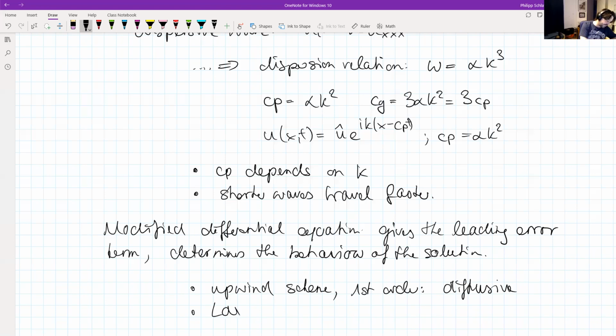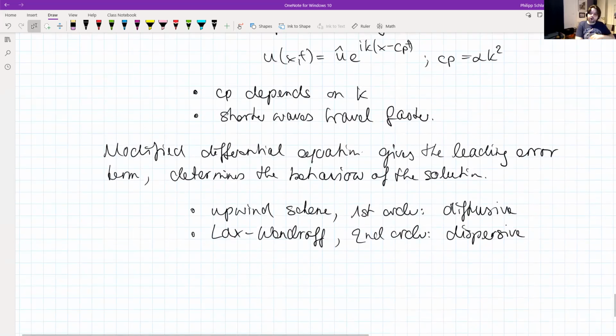If, on the other hand, you have higher order schemes, so for instance, the Lax-Wendroff scheme, which is a second order scheme, and the leading error term is then of third order, so UXXX, then you get a dispersive behavior. But this is a common thing: first order schemes have a diffusive behavior, and second order schemes have more a dispersive behavior.